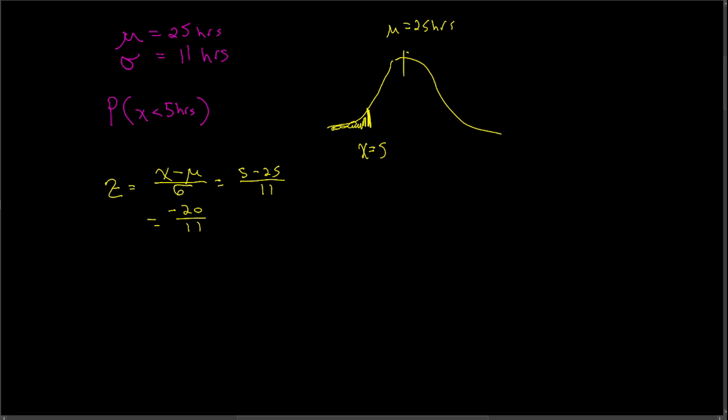Which, if I run this into a calculator, is negative 1.82. And we can use this z-score to find the probability. But I think Excel is going to do this much better for us. If we keep track of the mean and the standard deviation, we can do a bit better here. So let's flip over to Excel.